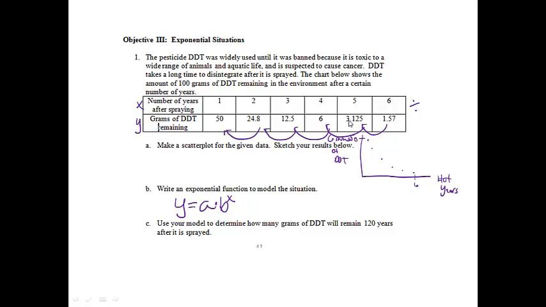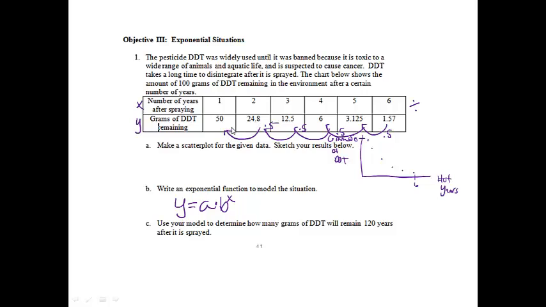1.57 divided by 3.125, if I round it to the nearest tenth, is 0.5. 3.125 divided by 6, rounded to the nearest tenth, is 0.5. 6 divided by 12.5, rounded to the nearest tenth, is 0.5. 12.5 divided by 24.8, rounded to the nearest tenth, is 0.5.